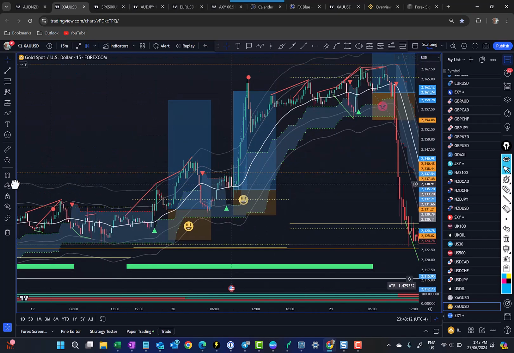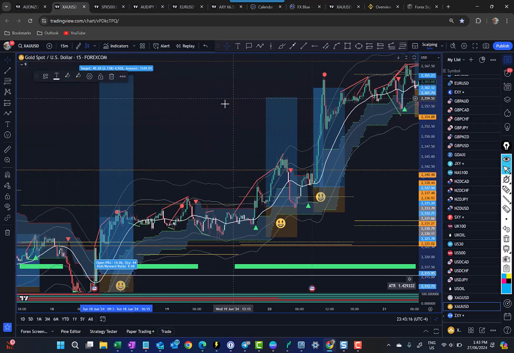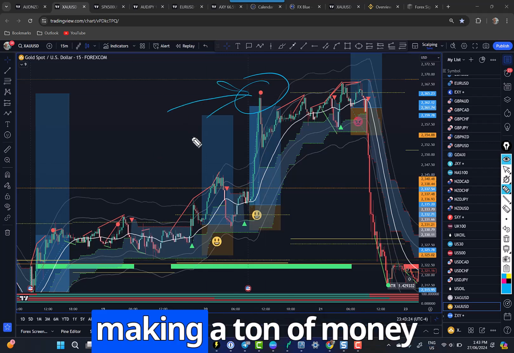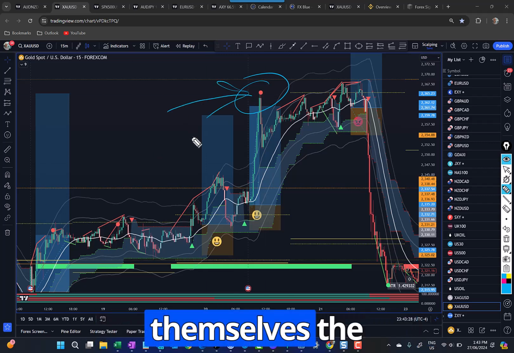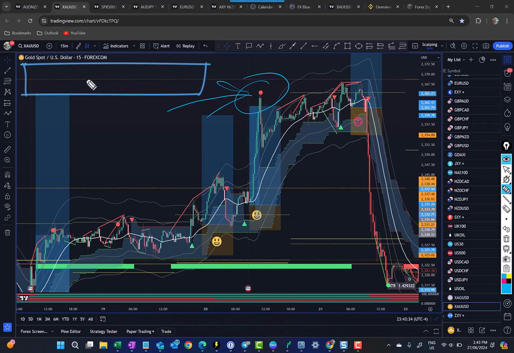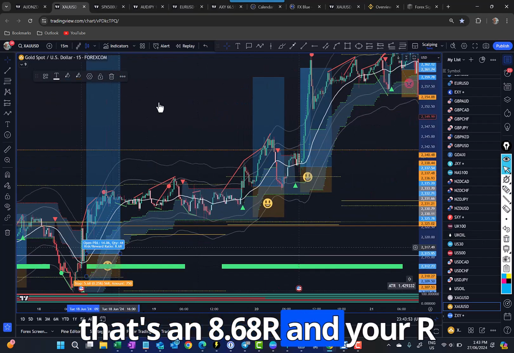Moving along. Okay, and look, if you're trailing or you're pulling your stop loss to break even and you're following these, depending on how well you manage it, some of our members are making a ton of money because they're giving themselves the opportunity to study the videos that I've offered. Now, this orange line is a specific level that we look to target, and look how it trades to it. So you can exit on the red dot if it's a green trade. And that's an 8.68 R.